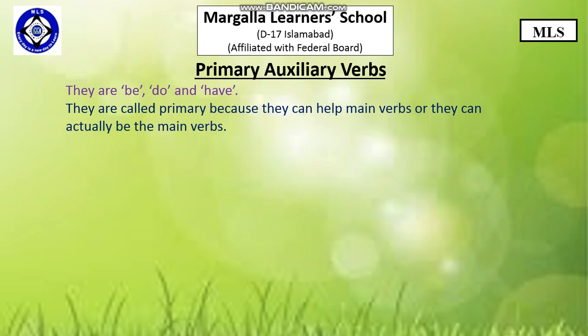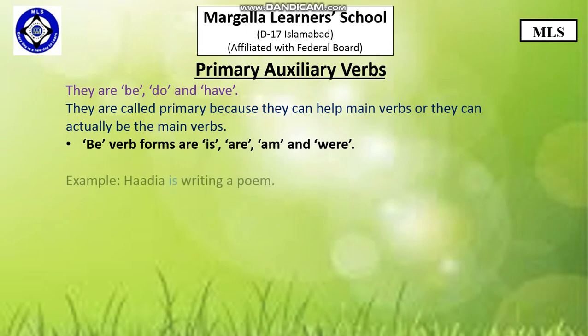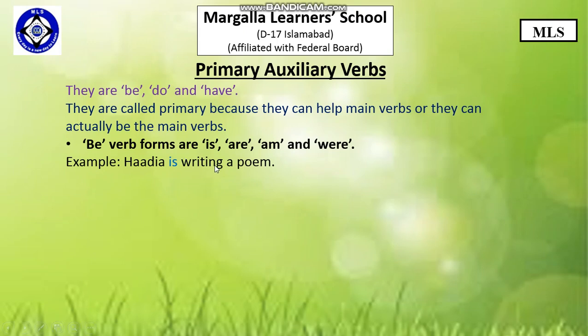They are called primary because they can help main verbs or they can actually be the main verbs. Now let's look at the first form, be. Be verb forms are is, are, am, and were. Let's look at its example. Hadia is writing a poem. In this sentence, writing is the main verb and is helping the main verb writing.